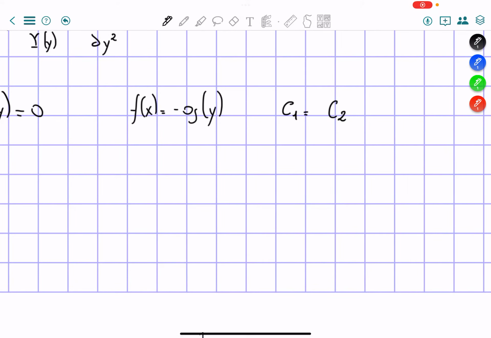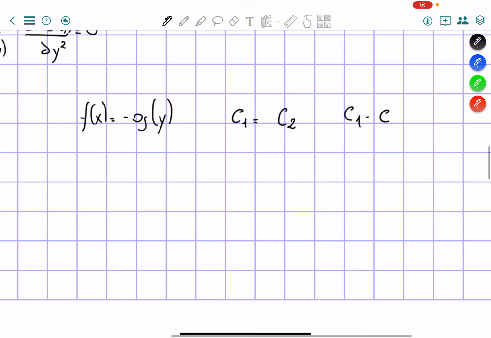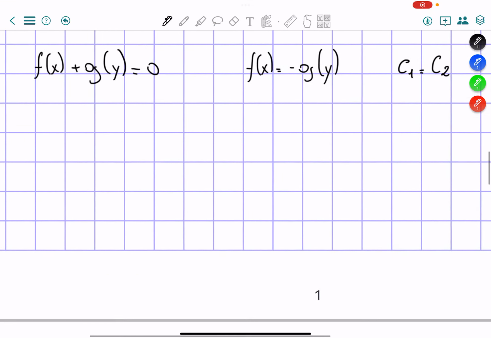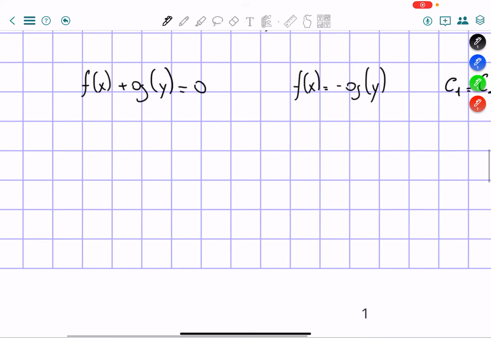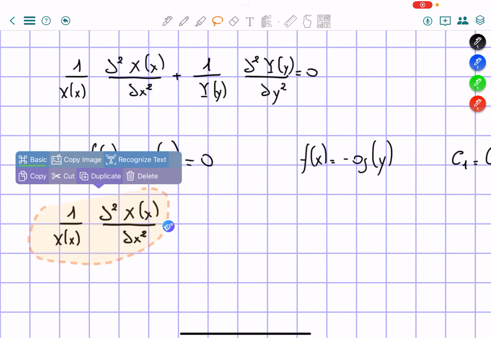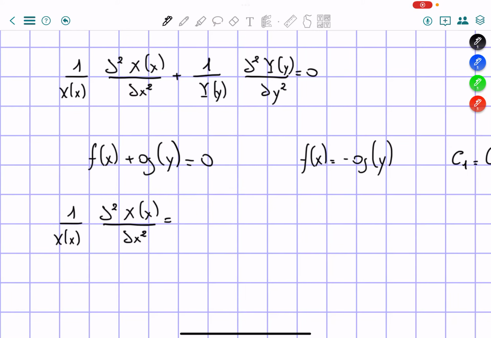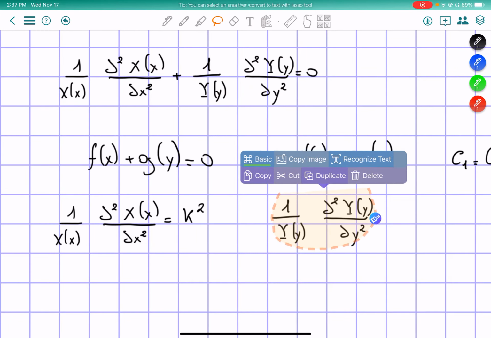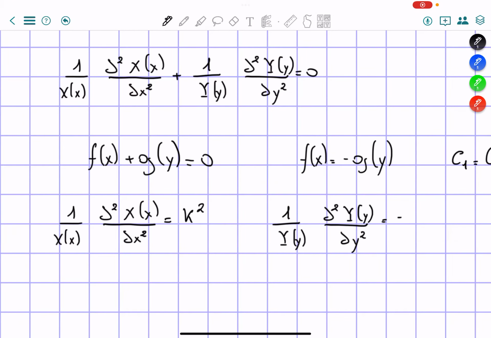And as you can see, if I were to bring C2 to the other side, I would have C1 minus C2, which is equal to 0. And therefore, C1 is equal to C2. Okay? Alright, now what we do is we take what we were using before, so this part here, our f of x, we just said it's equal to a constant squared, which is going to be k squared. And then for our y, we're going to put in front a negative constant squared.